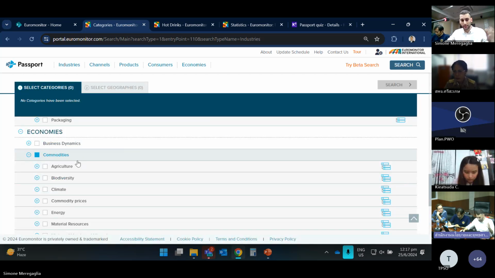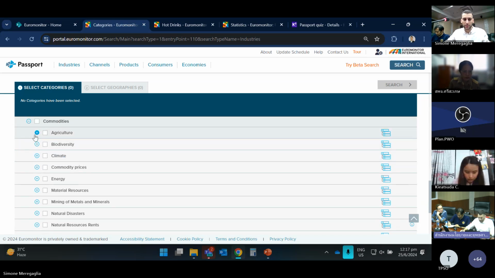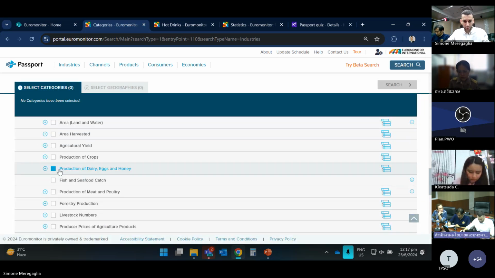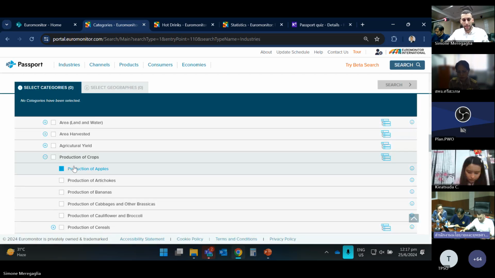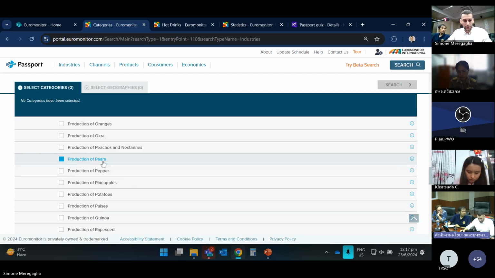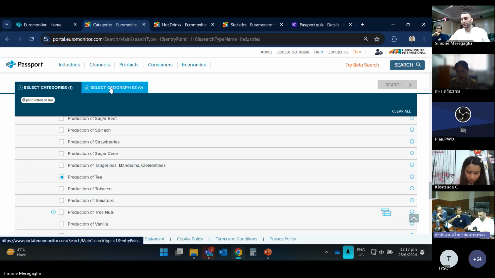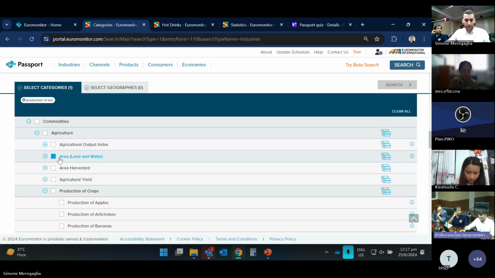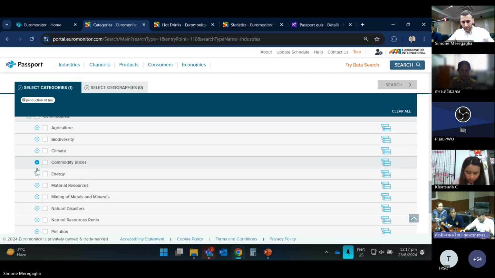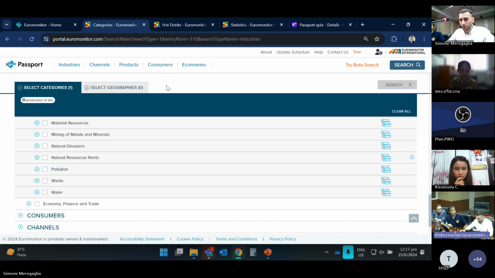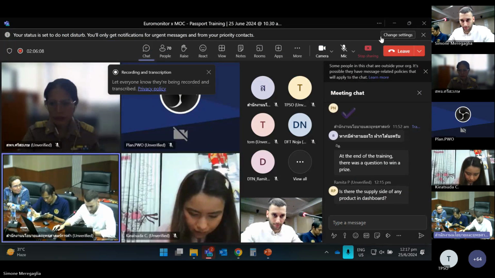This is all the upstream data, supply side. For example, in terms of agriculture, we have production of crops. What crops? Apples, artichokes, bananas, etc., etc., etc. So all the way until production of tea. So this information, then I click on it, I go into geographies, I can click on Germany or Indonesia, and it gives me the production of tea for that specific country. Yes, so this is to answer your question, but I think it's not part of your subscription. But yeah, let me see if there are more questions on this.